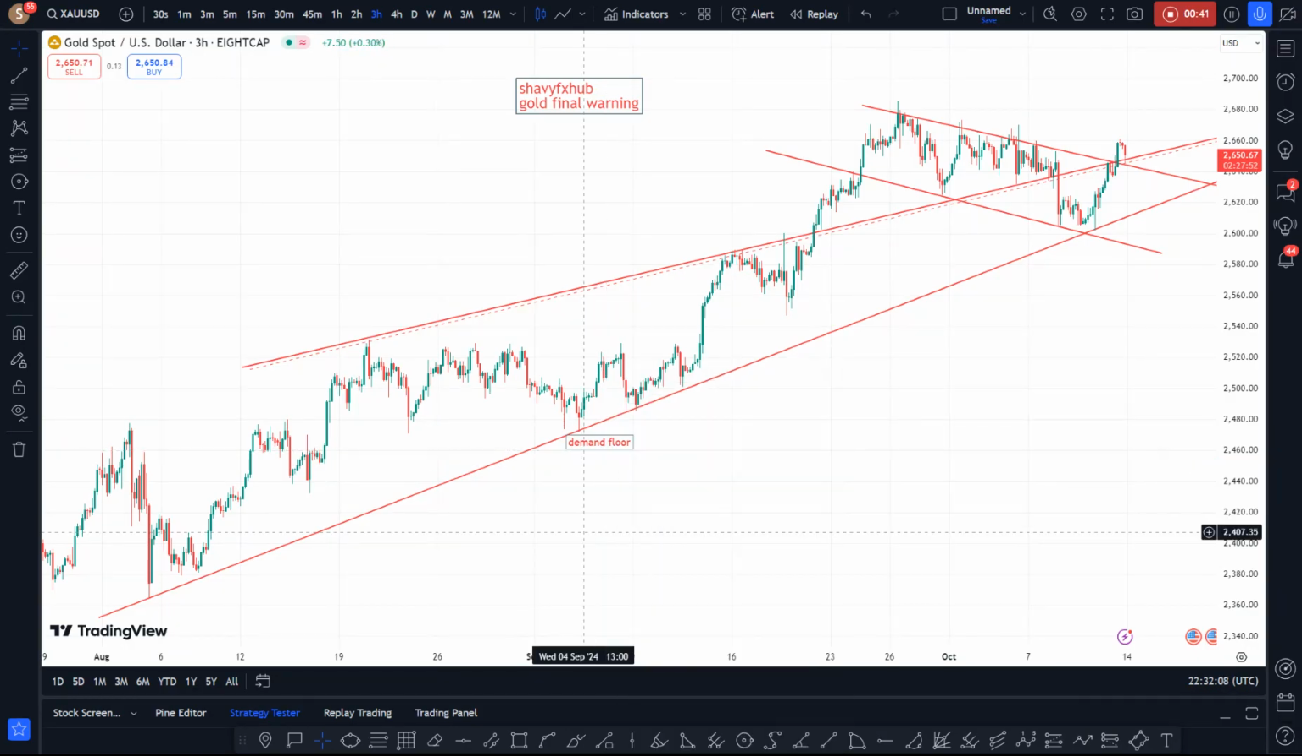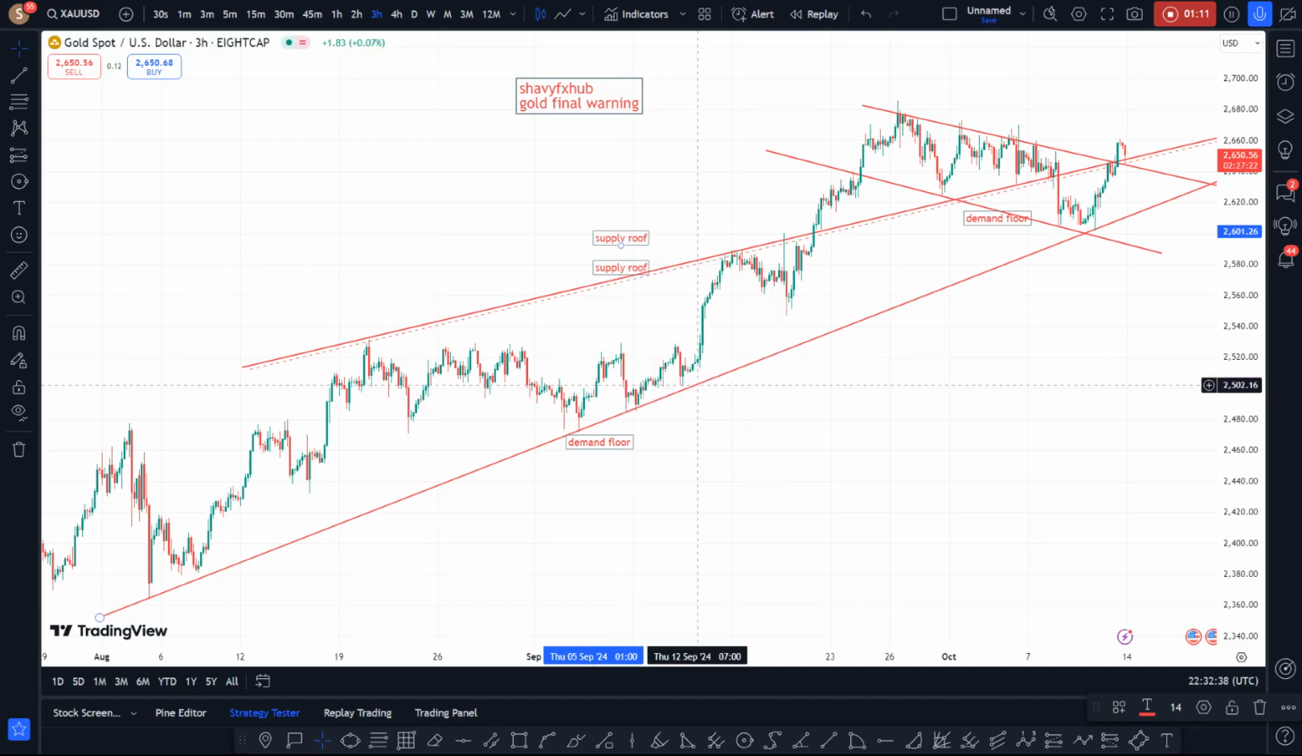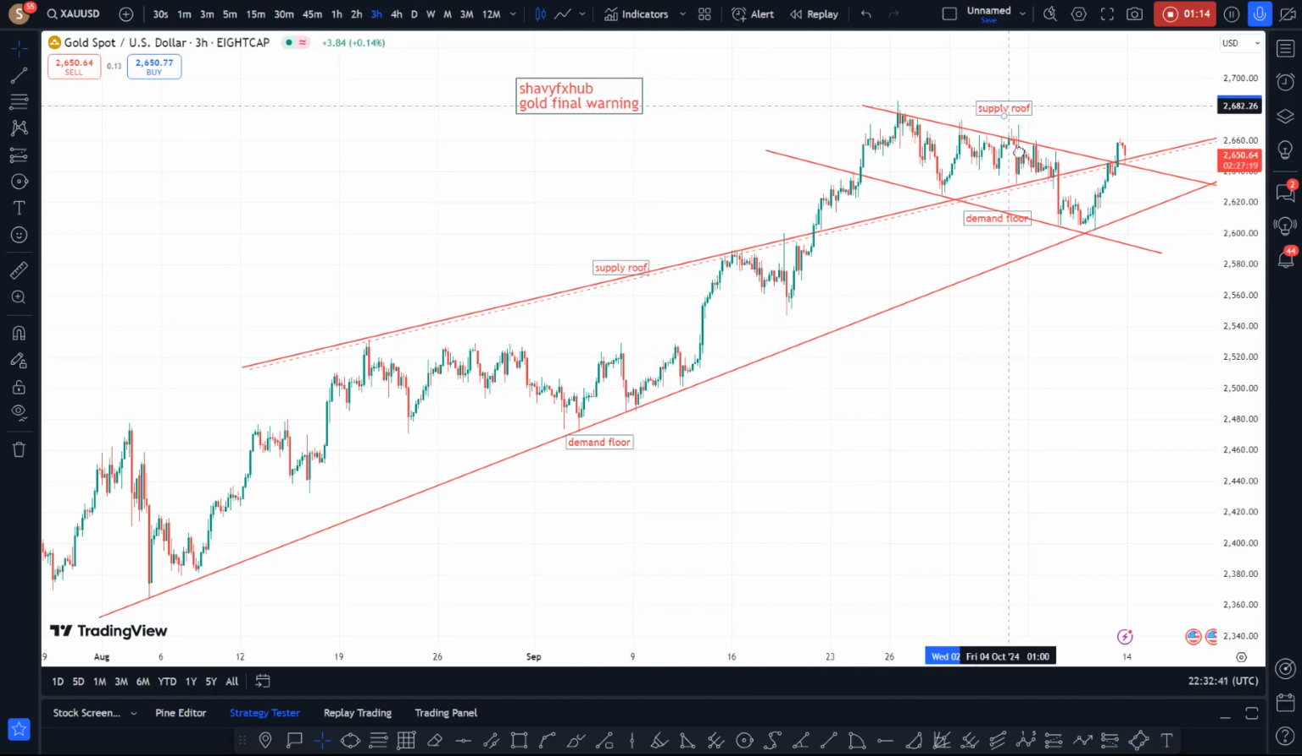What happened? The principles of break and retest returned. Then we have here the demand floor, and we have here the supply roof. Don't be confused between intraday roof and higher time frame roof. They are not the same. But I like to use roof and floor to make it simple.